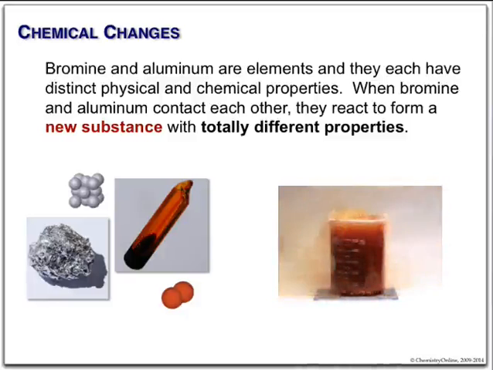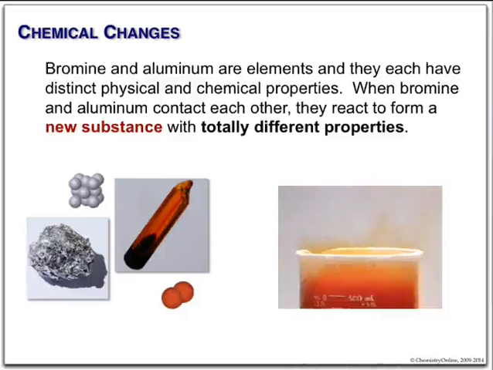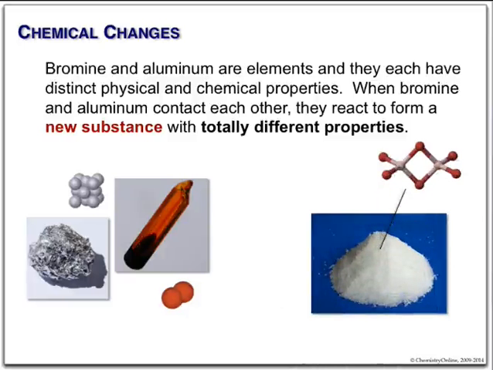And when finally the reaction's all done, if you look at your vessel, all along the walls and actually around the rim, we have a white crystalline solid. The white crystalline solid is totally different than the bromine we started with or the aluminum. This is aluminum bromide. It's a totally new chemical substance. This is a classic example of a chemical change.